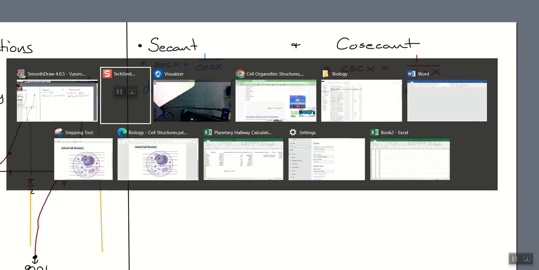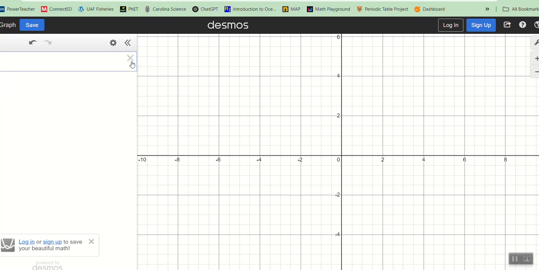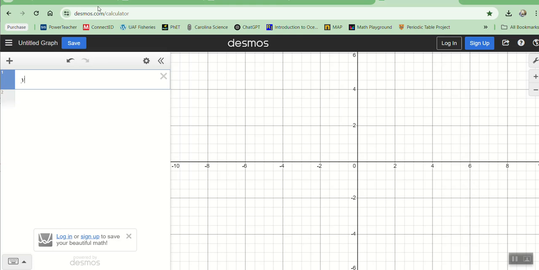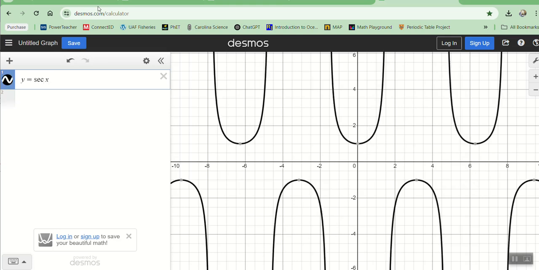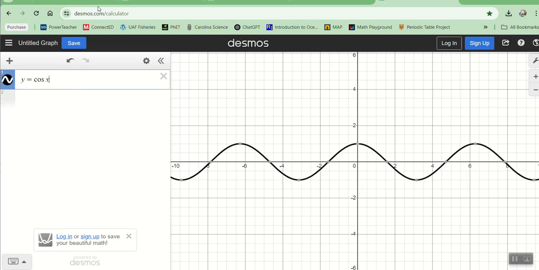So I'm going to go to Desmos. Here it is. And let's think about secant. Y equals secant x. What? That's weird. Where does secant come from? Secants are hard to think about. Cosine, that's easier to think about, right?